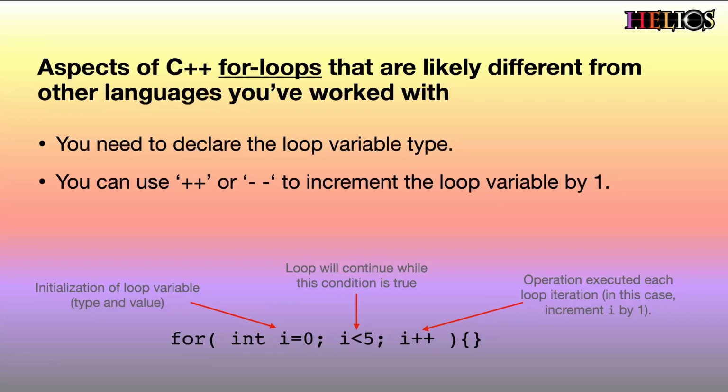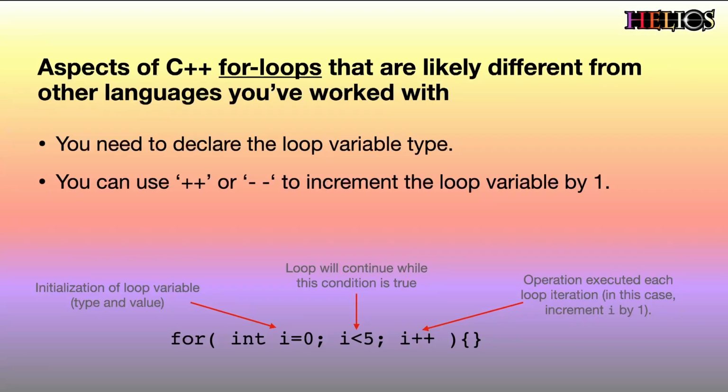Then we type another semicolon, and then we have our operation that's executed on each loop iteration. Here, this is just going to increase I by 1 on every loop iteration. So we're going to start out by assigning I equal to 0, and then it's going to run through the loop. It's going to execute whatever is inside these curly braces, and then it's going to increase I by 1, so then I will be equal to 1.